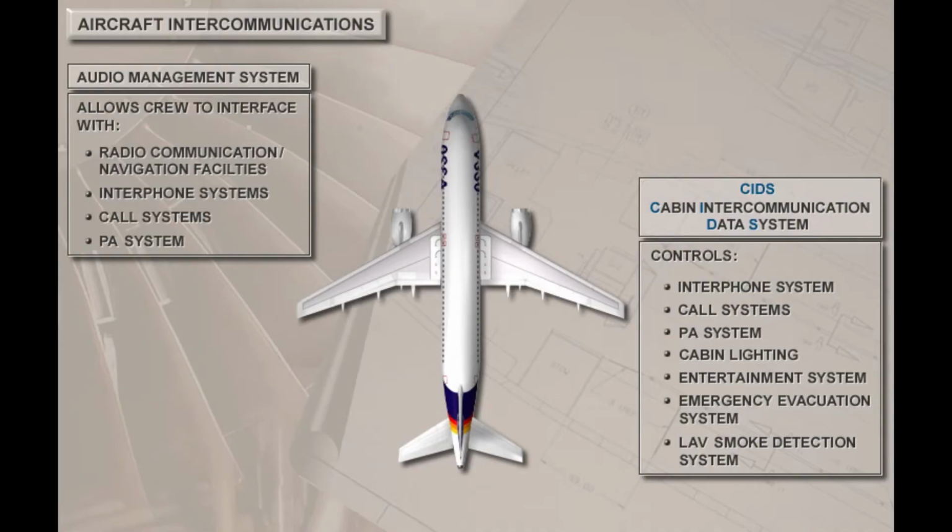The intercommunication system is divided into 2 main subsystems. The audio management system allows the flight crew to interface with all of the radio communications and navigation equipment, the interphone systems, call systems, and passenger address system. The cabin intercommunication data system, or CIDS, controls and processes signals for such things as the interphone system, call systems, PA system, cabin lighting, the passenger entertainment system, and the emergency evacuation and lavatory smoke detection system.